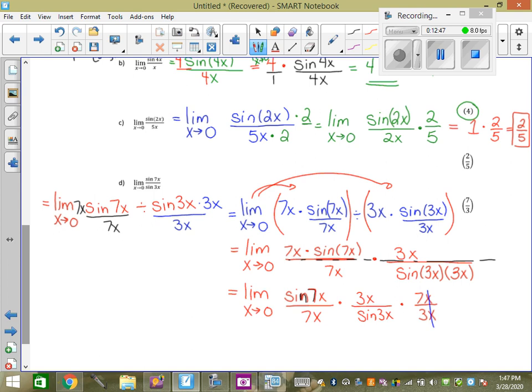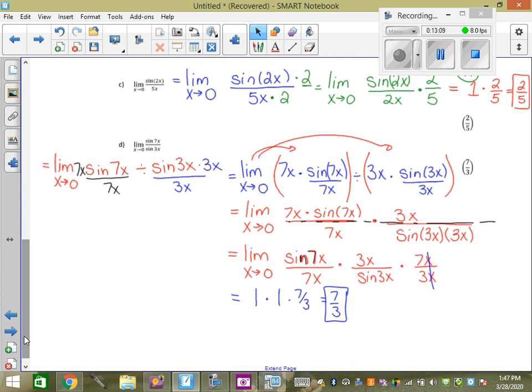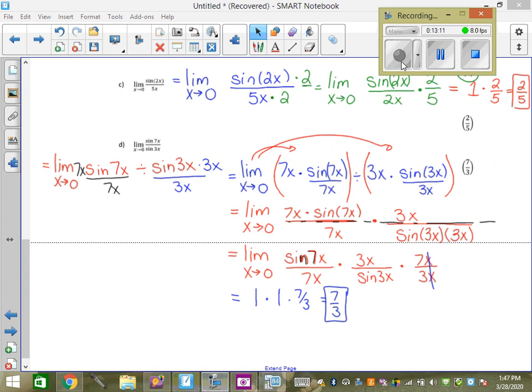The x's cancel. And so when I apply it, I'm going to get 1 times 7 over 3, which equals 7 over 3. And once again, you can type it into your calculator and you can check it. And that is the end of that.